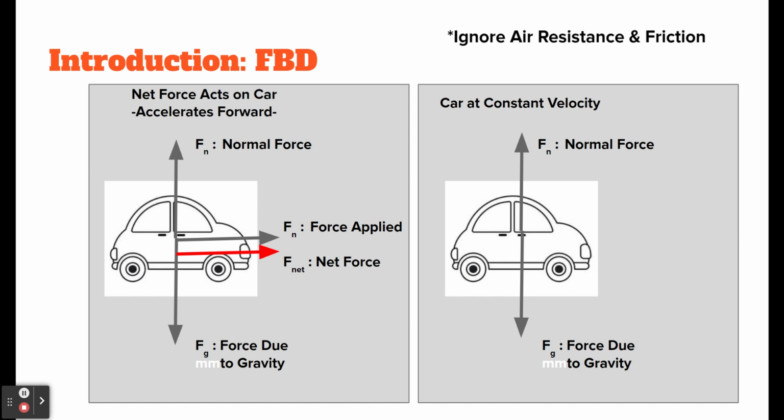So this is the introduction in terms of free body diagram. On the left is when I first released the car, there was a net force pushing the car to the right, as well as a normal force acting up and a gravity force pulling down. Those two forces cancel out and there's a net force to the right. However, once it reaches a constant velocity, that is when I started recording my video. That free body diagram is shown on the right, where air resistance and friction are ignored, and then normal force going up and gravity force pulling down, and those two forces are canceled out.